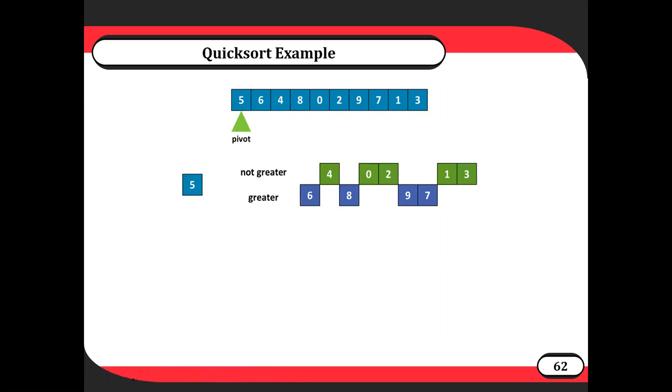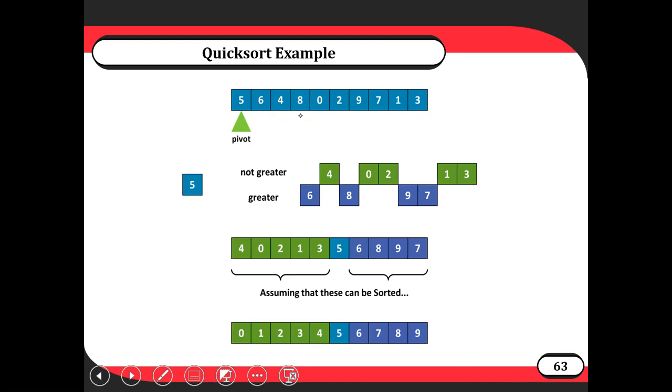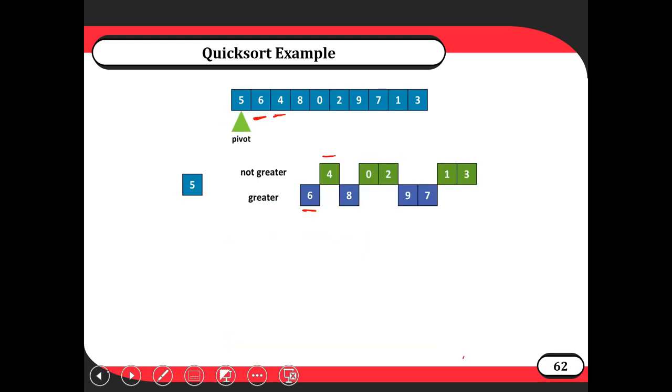And then I'm just going to take each item. So I'm going to compare the 6 to the 5. The 6 is greater than 5, so it goes in this list. And then I compare the 4 to the 5. The 4 is less than the 5, so it goes up here. And then next is 8. So 8 goes here because it's greater than 5. 0 and 2 are less than 5, so they go up here, etc. So I pick a pivot at random, I compare all the items to it, and I just push those items into separate lists.